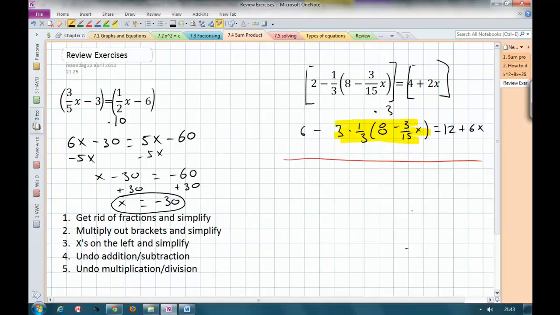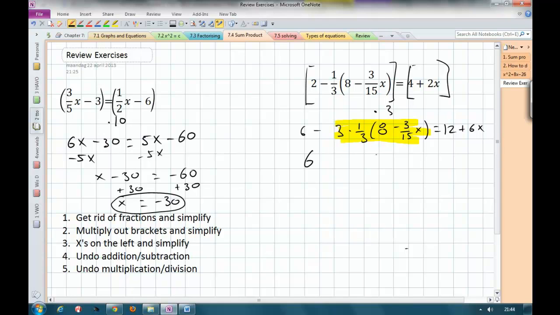Right, so I'm going to continue. I finished with that little aside because I saw that mistake. I see that mistake often, so I thought I'd explain that. I've got then 6 minus 3 times 1/3, which of course gets rid of the third. That was the whole exercise.